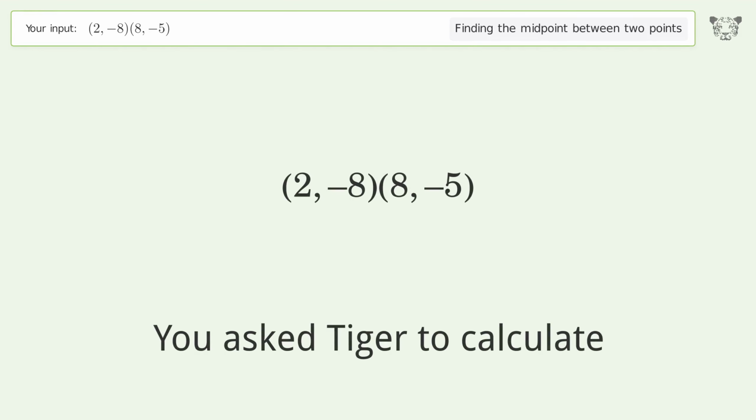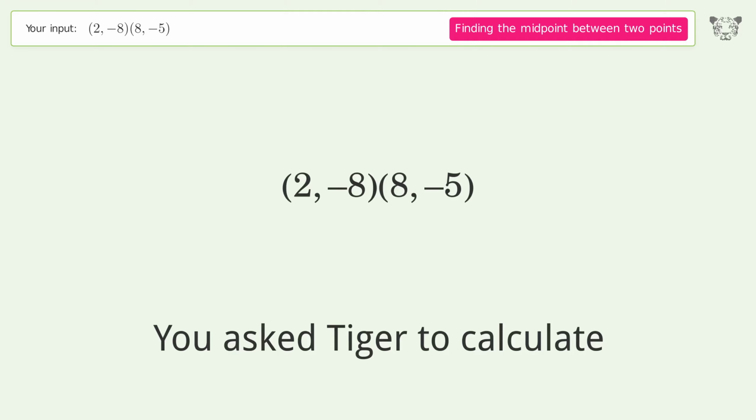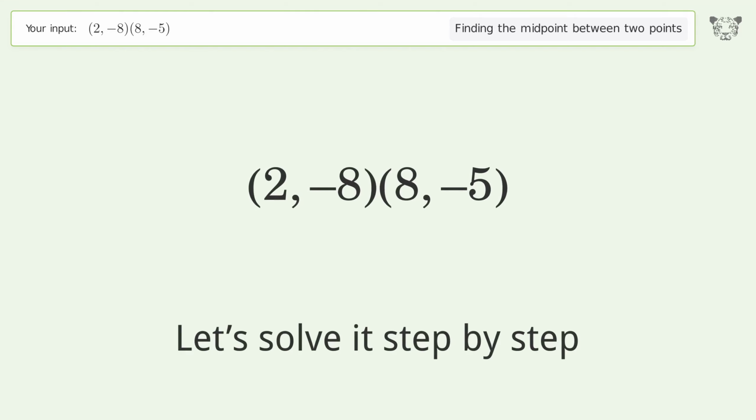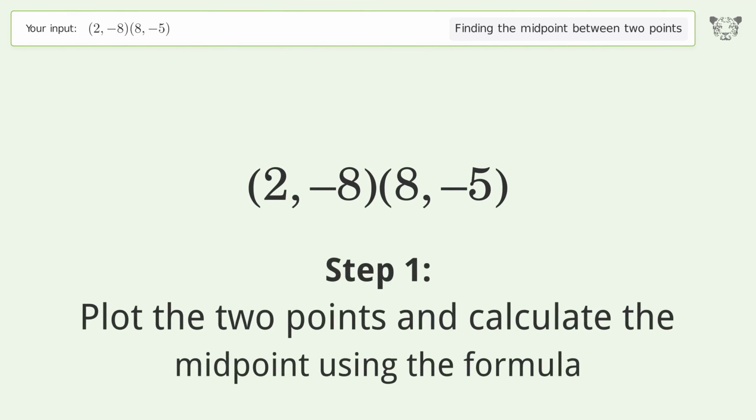You ask Tiger to calculate. This deals with finding the midpoint between 2 points. The midpoint between the 2 points is 5, -6.5. Let's solve it step by step. Plot the 2 points and calculate the midpoint using the formula.